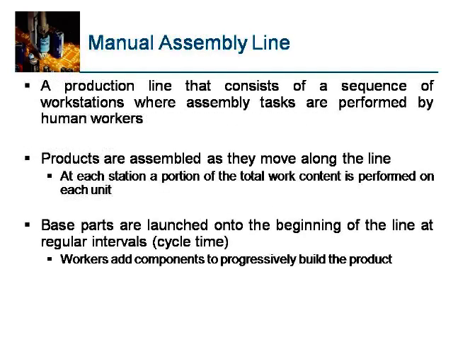A production line consists of a sequence of workstations where assembly tasks are performed by human workers. Products are assembled as they move along the line. At each station, a portion of the total work content is performed on each unit. Base parts are launched onto the beginning of the line at regular intervals. This is called the cycle time. Workers add components to progressively build the part.